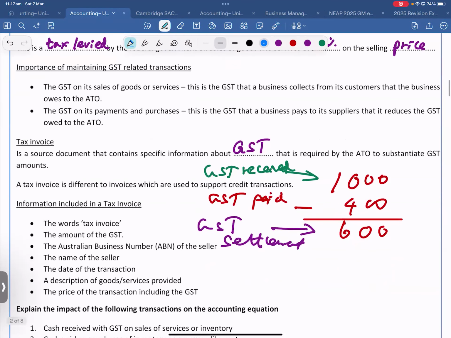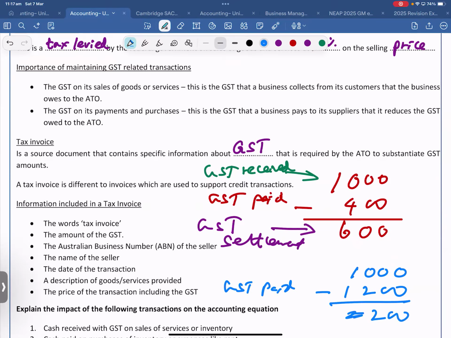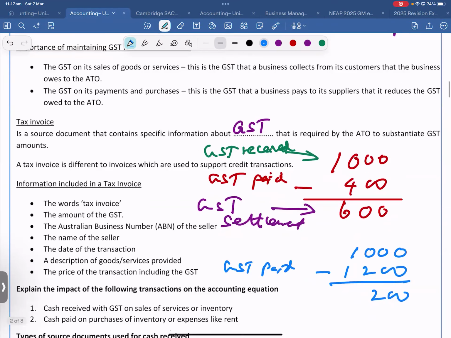But as you asked me, let's say we received 1,000 and we paid 1,200, for example. That GST paid was 1,200. That means we have overpaid. That 200 we are going to get from the ATO. We call it GST refund.